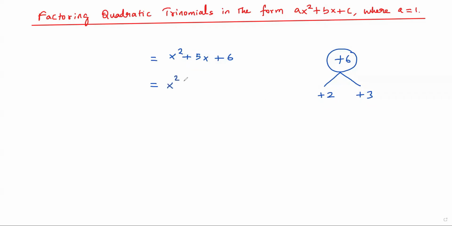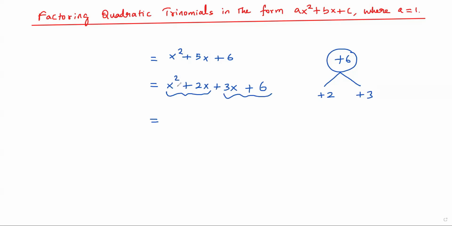I write the first term x² as it is. Now I'm going to split up the middle term into two parts. Using the two factors, positive 2 and positive 3, I get x² + 2x + 3x + 6. Please make sure that when you add these two middle terms, it must be equal to positive 5x. Now I have to factor this expression by grouping. That is, I take the first two terms as one group and the next two terms as another group.